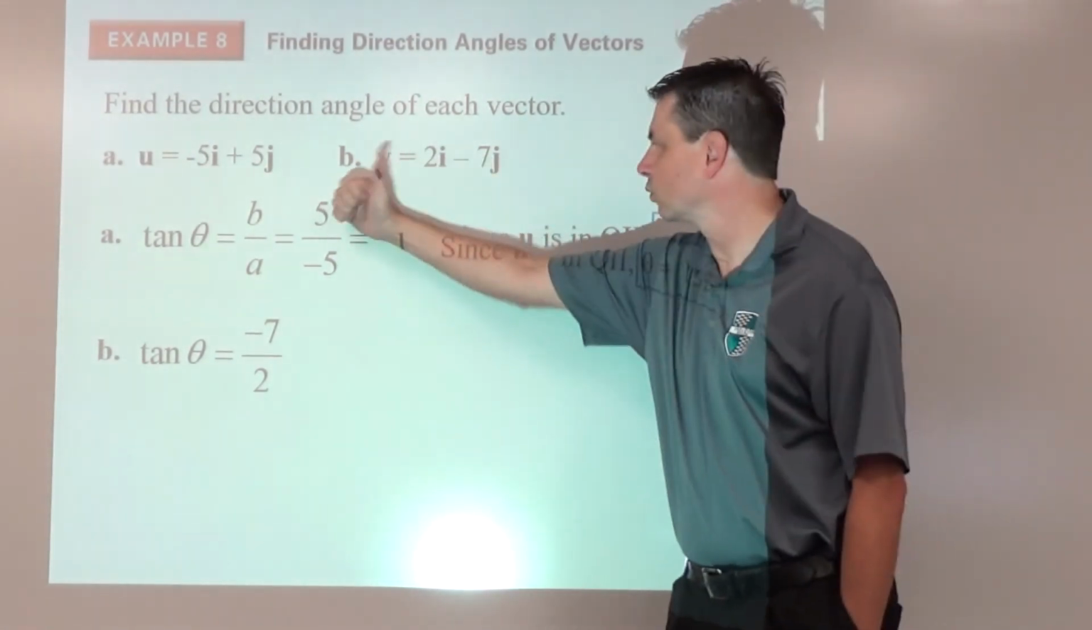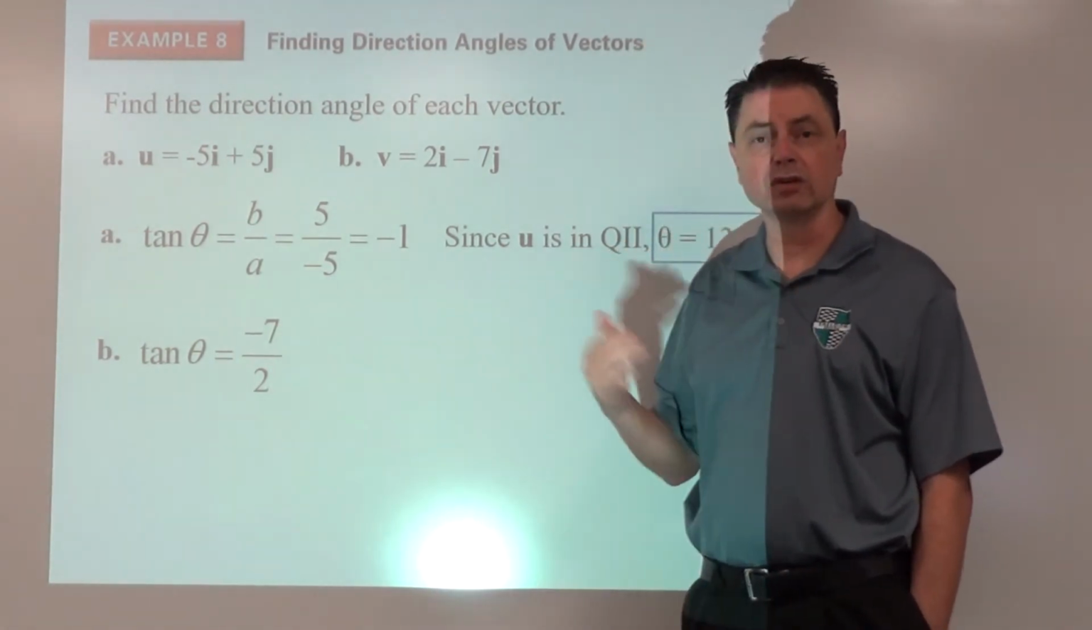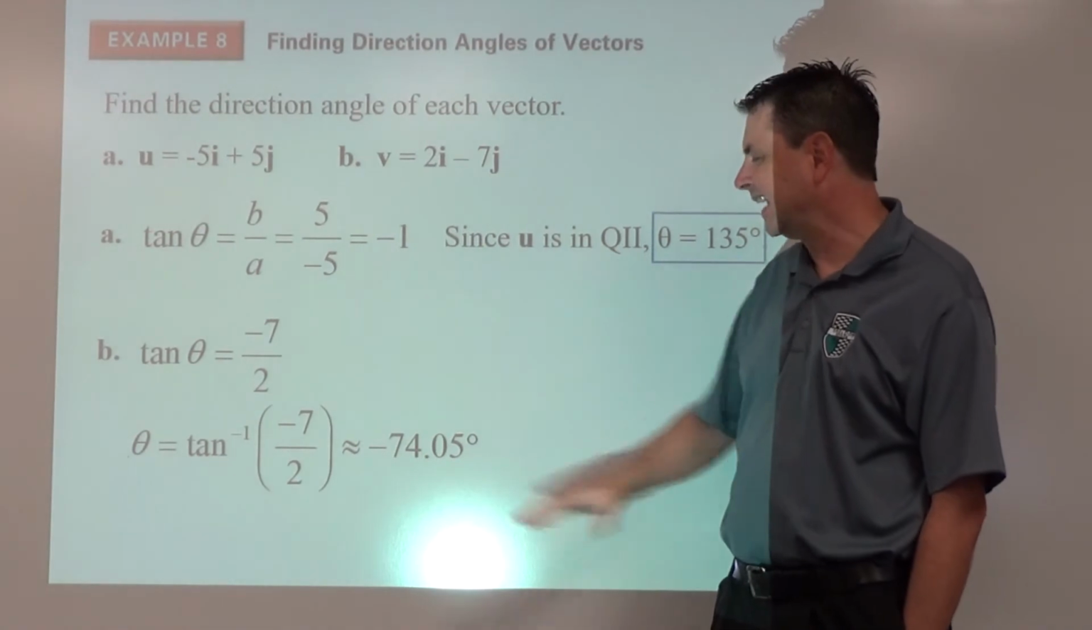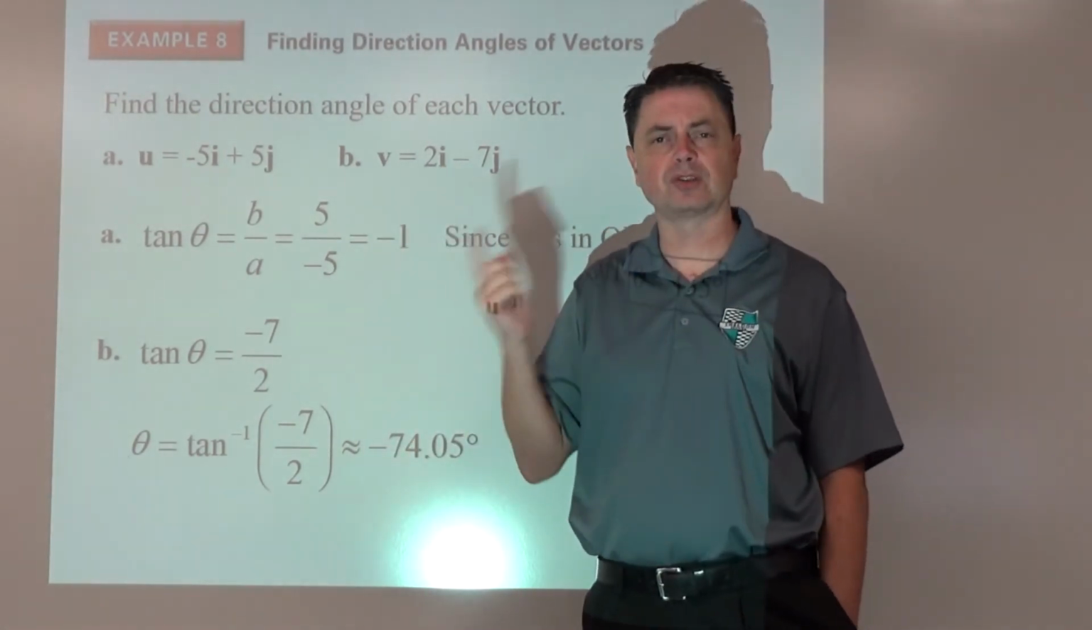Now this one's going to go right and down, so that would be quadrant 4. So it's going to give us a quadrant 4 answer, and that would be okay. But sometimes we may want everything between 0 and 360.